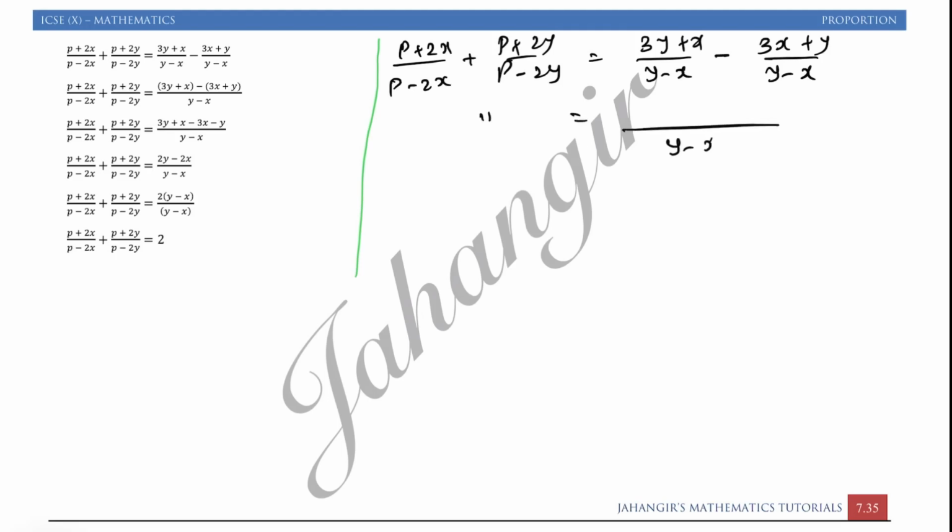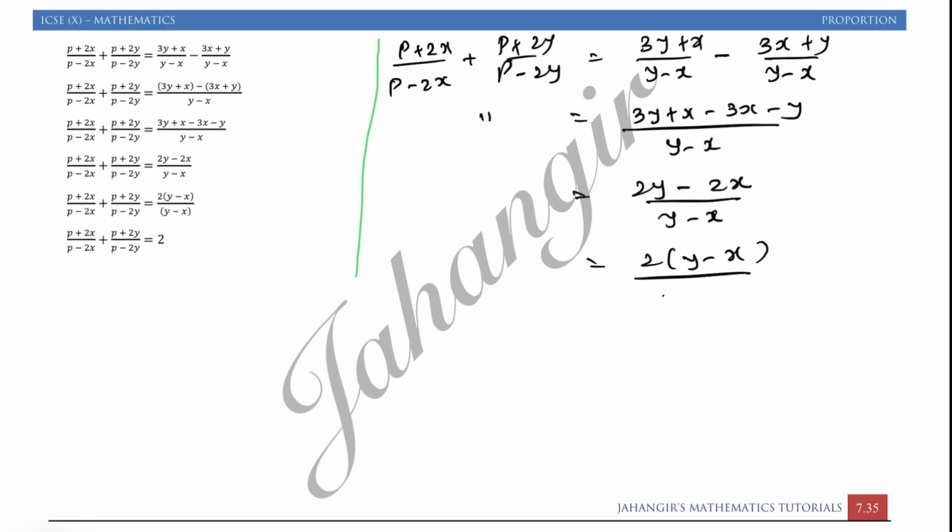Taking y minus x common, we can combine numerator. 3y minus y is 2y minus 2x upon y minus x. Taking out 2 common, y minus x upon y minus x. These two will get cancelled, so therefore I can write p plus 2x upon p minus 2x plus p plus 2y upon p minus 2y is equal to 2.